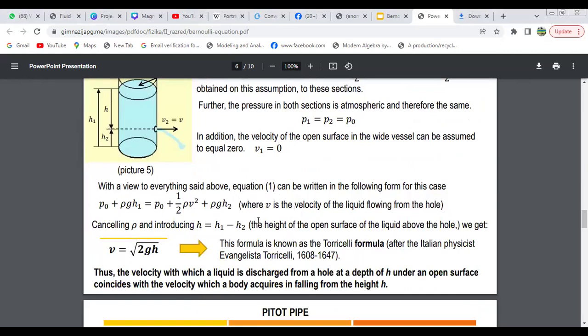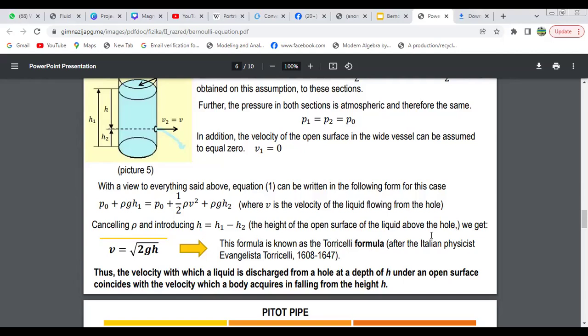Okay, and B is the velocity of the liquid flowing from the hole. Cancelling rho and introducing S equals S1 minus S2, that means the height of the open surface of the liquid above the hole, we get B equals root over twice G S. This formula is known as the Torricelli formula.